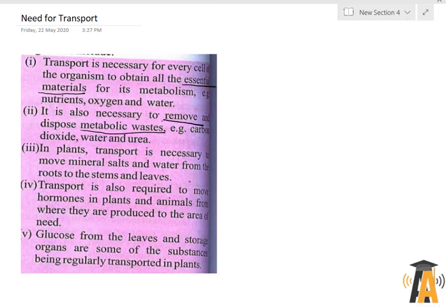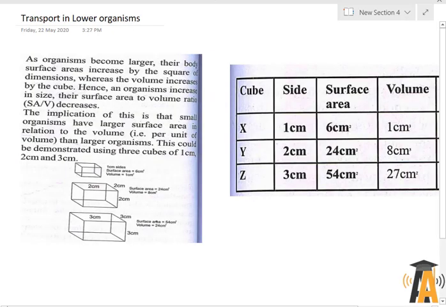It also helps plants to move mineral salts and water from the roots up to the stem and to the leaves where they are needed for various activities. It also helps to move hormones in plants and animals. Hormones are produced in one place and transported to other areas of the body where they are needed to carry out their function. Glucose from the leaves as well as storage organs is also transported regularly in plants. So these are some of the needs for transportation, why transportation is quite important in the body.